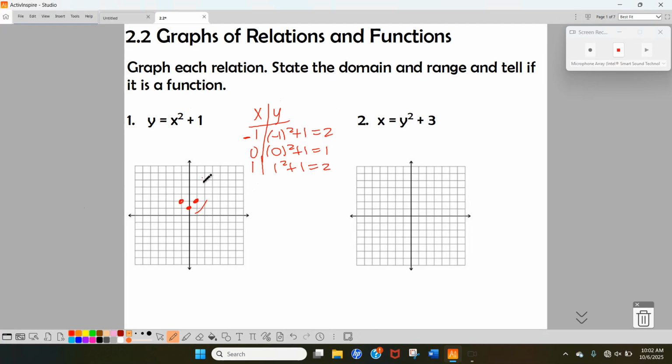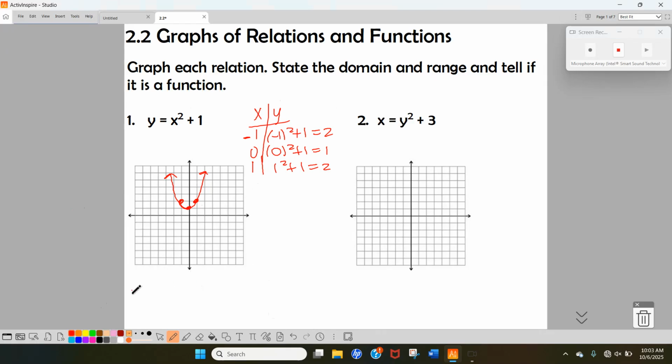Now we can do more points or less points. In MathXL, you're graphing with a graphing tool. And so as long as you get a couple of points and tell it what shape you're making, you're going to be fine. All right, so that's our graph.